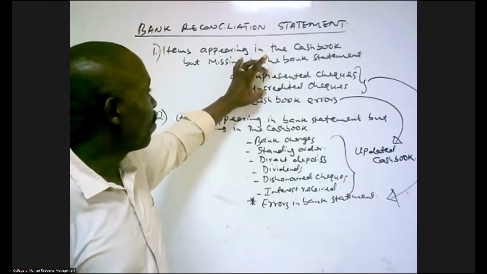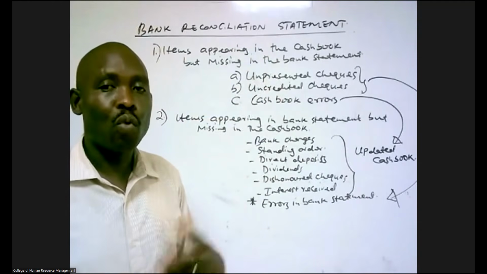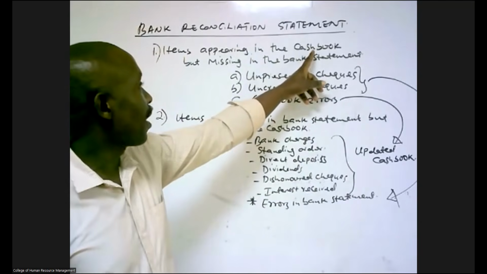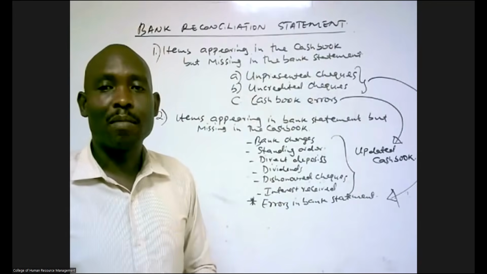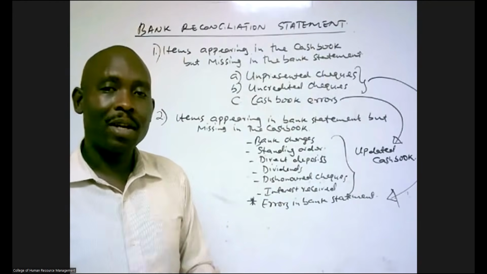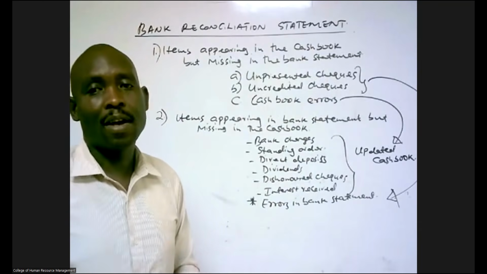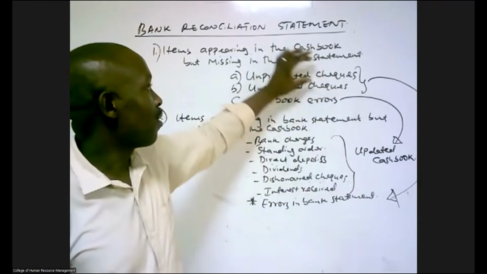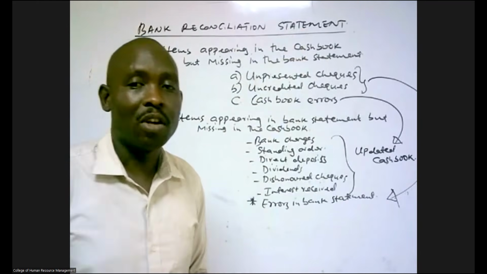These ones, the unpresented and the uncredited checks, will not be used in updating the cash book. Why? Because they are already in the cash book. They are items in the cash book. They are only missing the bank statement. So if we use them to update the cash book, we shall be recording them for the second time. They are already in the cash book. So we normally preserve them and then we use them in doing the bank reconciliation statement.